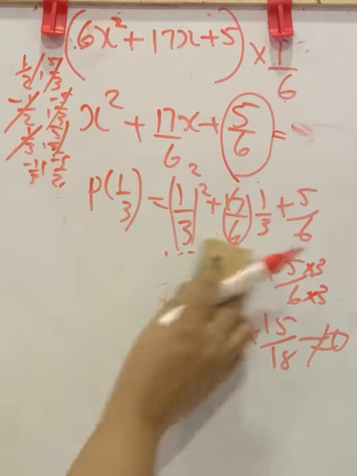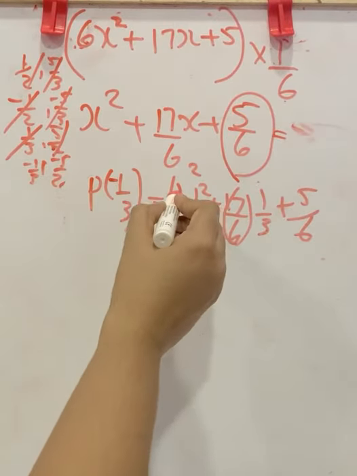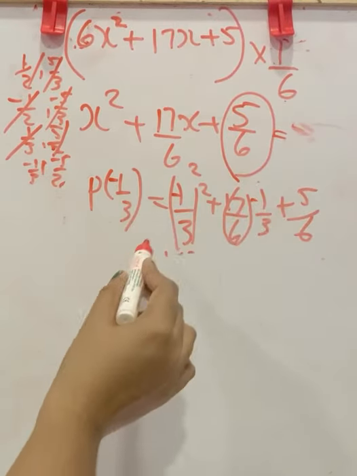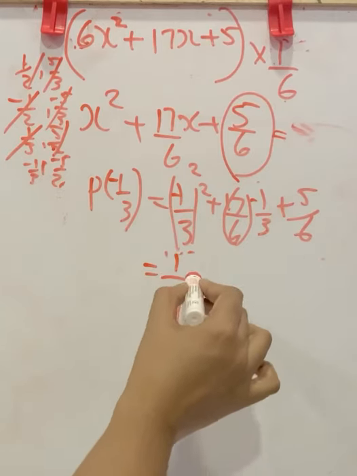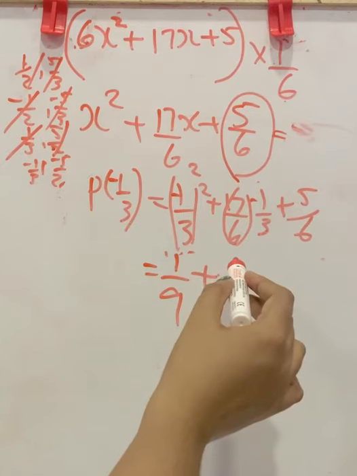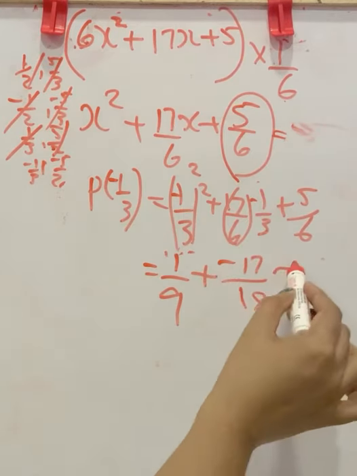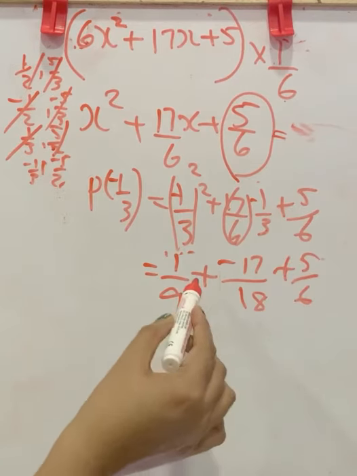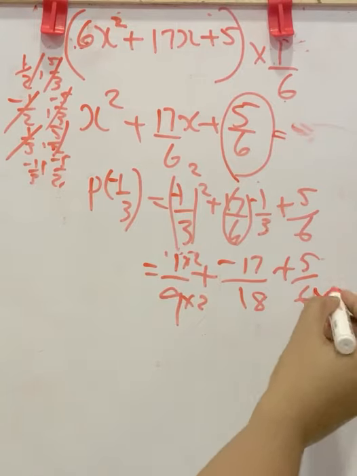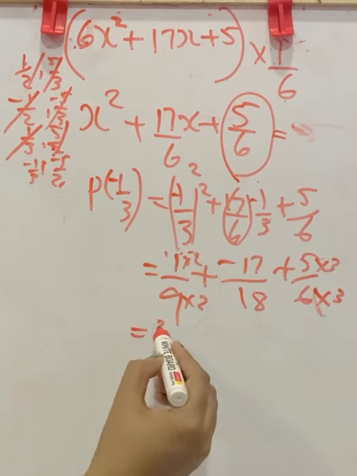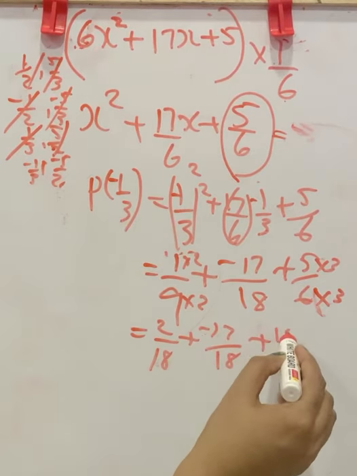Now next is P of negative 1 by 3. Then negative 1 by 3 here and here. Negative 1 squared is positive 1. 3 squared is 9. Plus 17 into negative 1 is negative 17 by 6 threes are 18. Plus 5 by 6. Here again 18 will be the LCM. So into 2, into 2, into 3, into 3. This becomes 2 by 18 plus minus 17 by 18 plus 15 by 18.